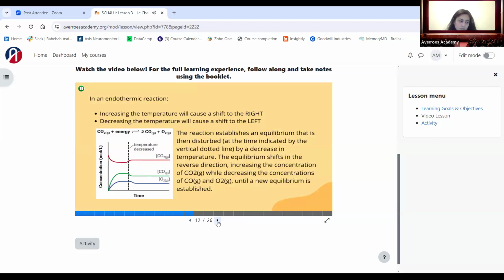And in contrast, in an endothermic reaction, increasing the temperature would cause a shift to the right, and decreasing the temperature will cause a shift to the left. Right? Remember, if the system is cooled, the system tries to warm itself, so it's going to shift in the direction that produces heat. If heat is added, the equilibrium will shift to the direction that absorbs heat. So when the system at equilibrium is heated, the reaction shifts to the right, increasing the concentration. And that new equilibrium gets established.